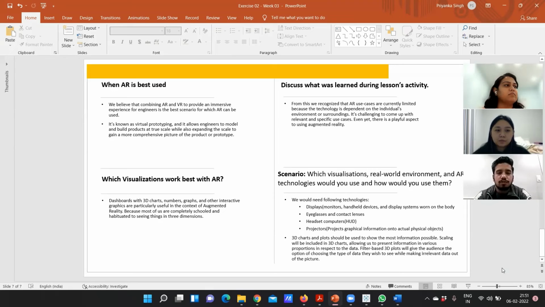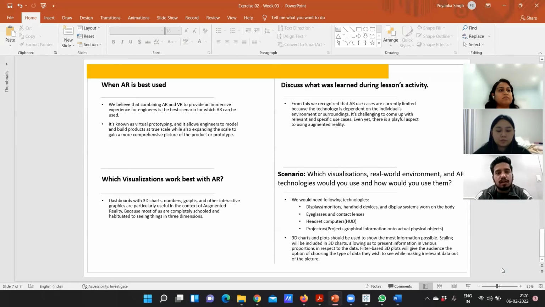The second question was which visualization works best with AR. We believe dashboards, which include 3D charts and plots, will be the best use case in terms of AR. They'll require various tools such as virtual gear or virtual headphones, which will create an immersive experience for the presenters and even for the audience. Then we discussed what learnings we found in the article. From this, we recognize that the use cases of AR are not just limited to gaming, but they have practical applications as well, even though they are limited. But in terms of entertainment, AR has a bright future.